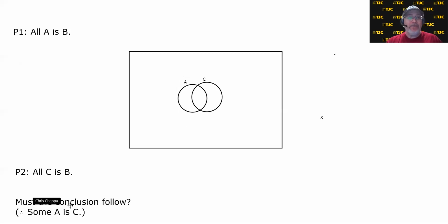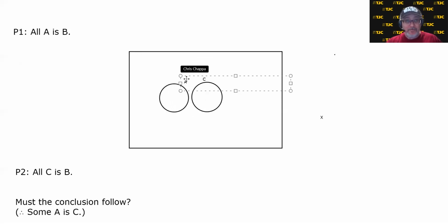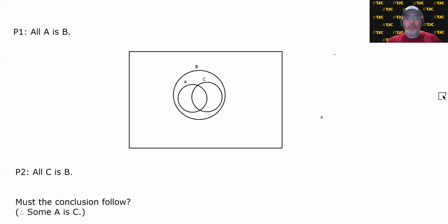Well, we would have to not be able to show that some A is in C, which means there would not have to be an overlap. So in other words, if we add something like this, then that would break the conclusion. That does not illustrate the conclusion. So, is it possible to show premise 1, circle A inside of circle B, premise 2, circle C inside of circle B, but not the conclusion needing circles A and C to intersect? So, can we put A and C inside of B without them intersecting?